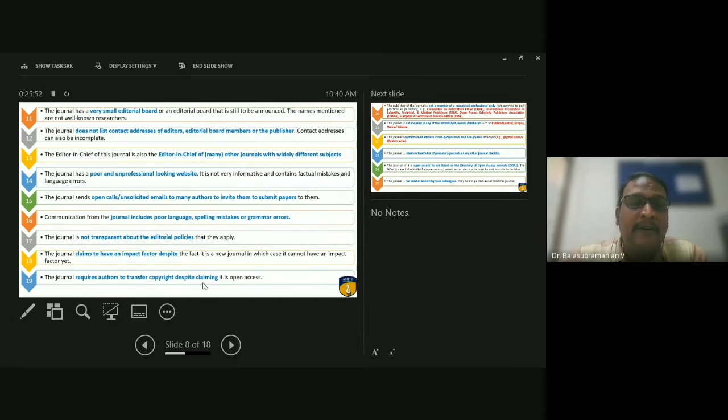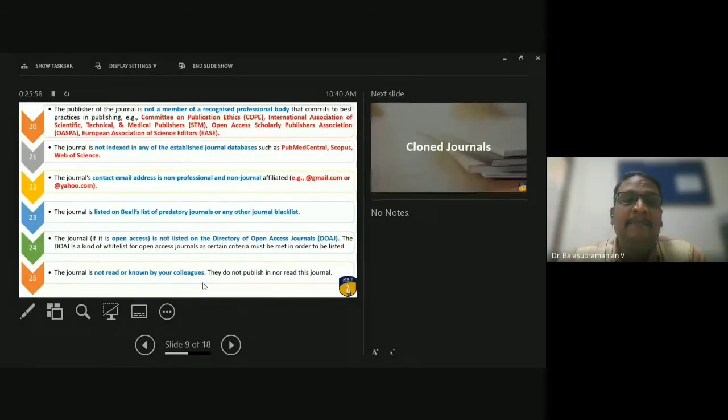And they don't have any transfer of copyrights. And importantly, they don't have any Committee on Publication Ethics. They won't be recognized by professional bodies like the Committee on Publication Ethics, the International Association of Scientific, Technical and Medical Publishers, the Open Access Scholarly Publishers Association, or the European Association of Science Editors. Only then will it be recognized as a good journal, right?